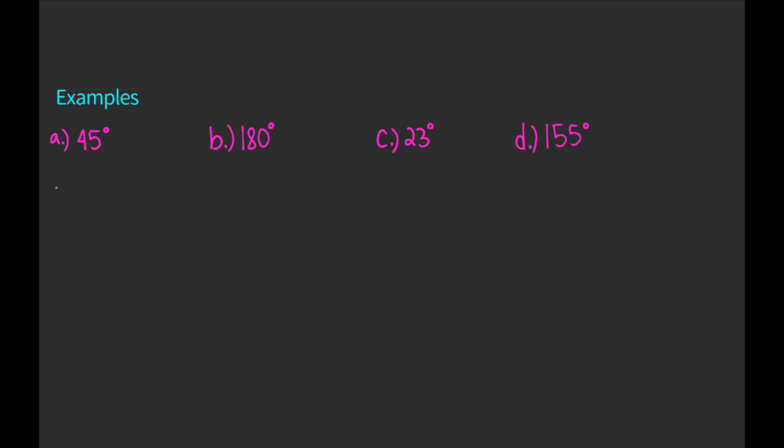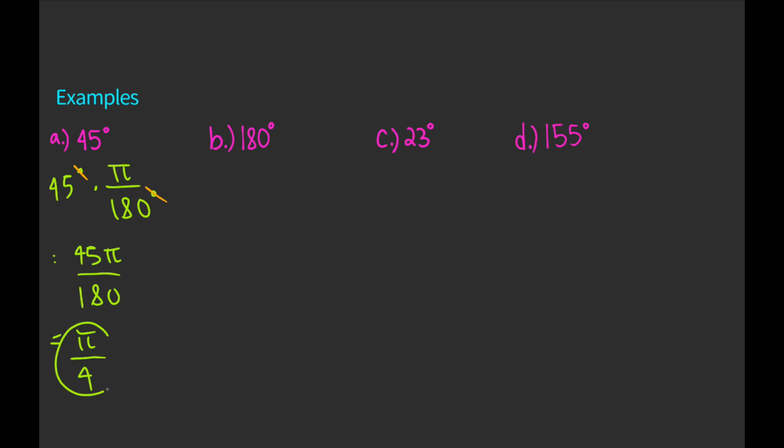So what we're going to do is, we have 45 degrees. We're going to multiply it by pi over 180 degrees. The degrees in the numerator and denominator are going to cancel out, and we're going to be left with 45 pi over 180. And now we're just going to simplify. So 45 pi over 180 is going to simplify to, if we divide the top and the bottom by 45, we're going to get pi over 4. And that is our answer. 45 degrees equals pi over 4.